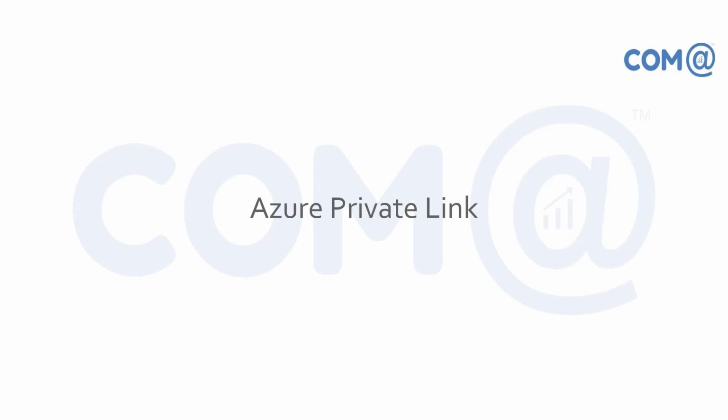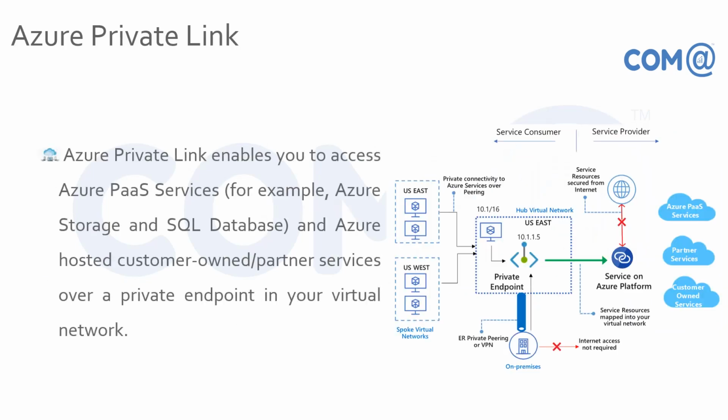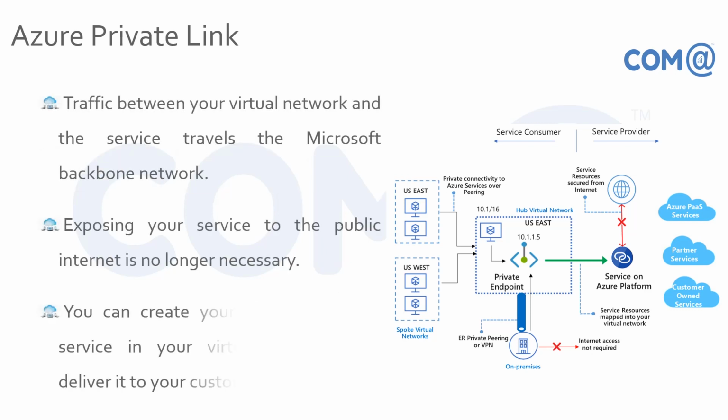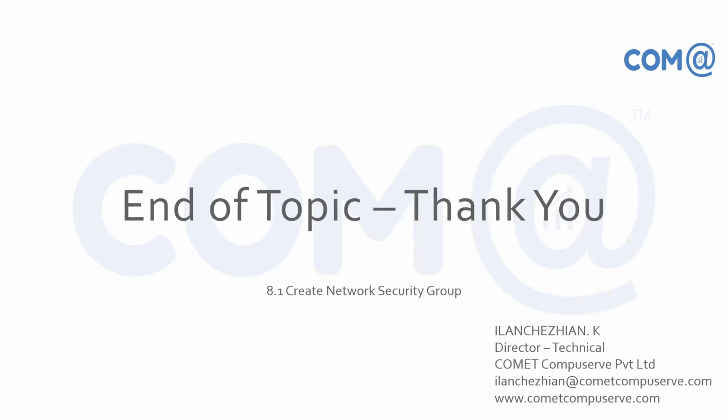And understanding about Azure Private Link. Azure Private Link enables you to access Azure Platform as a Service like Azure Storage and Azure SQL Database, and Azure hosted customer-owned or partner services, over a private endpoint in your virtual network. The traffic between your virtual network and the service travels the Microsoft backbone network. Exposing your service to the public internet is no longer necessary. You can create your own private link services in your virtual network and deliver them to your customers.